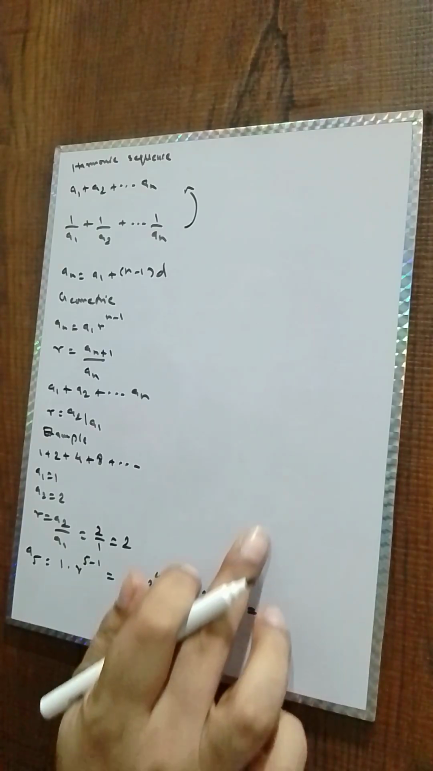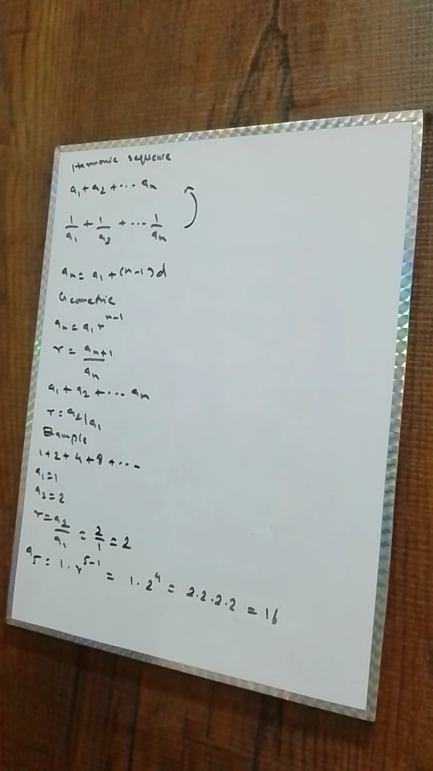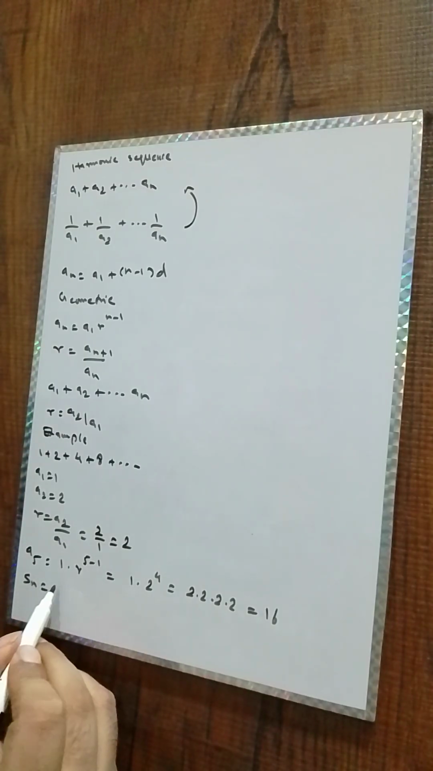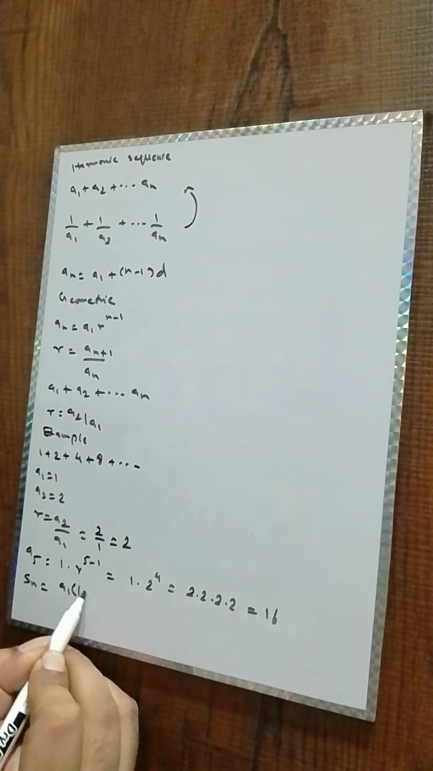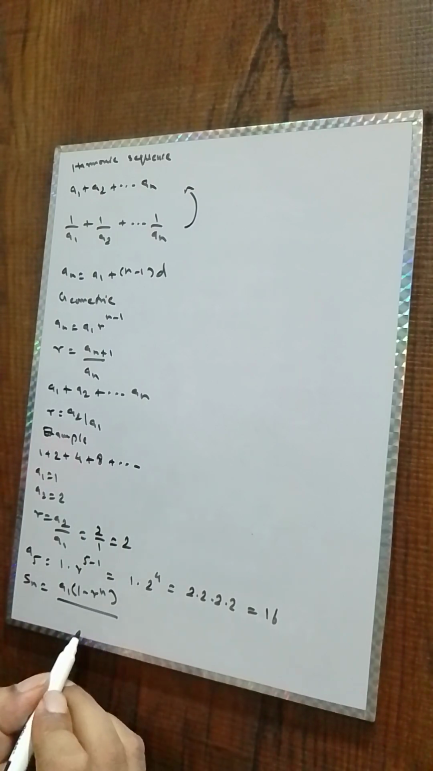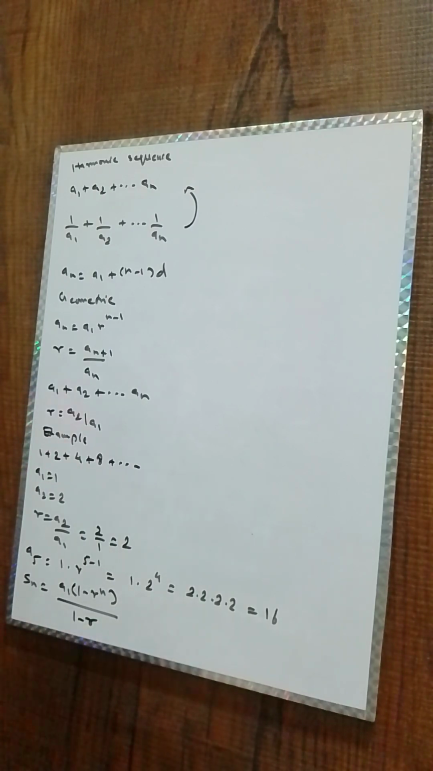This would be 16. And if we are to find the sum, we have this form, Sn is equal to the first term times 1 minus the ratio to the power n, divided by 1 minus r, and 1 minus r should be non-zero to have a realistic solution, real and not complex.